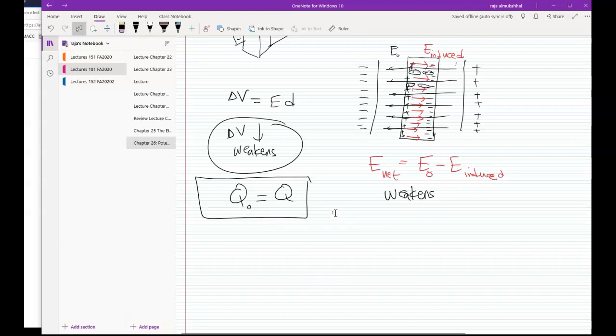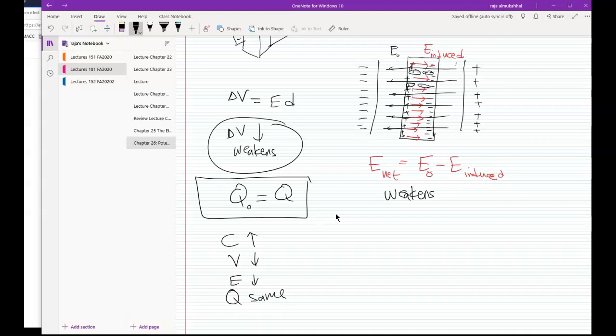You got it? Okay. So let me review. Capacitance will increase, and I'm going to show you why in a minute. The voltage will drop. The electric field will drop. The charge will stay the same. Okay? All right.